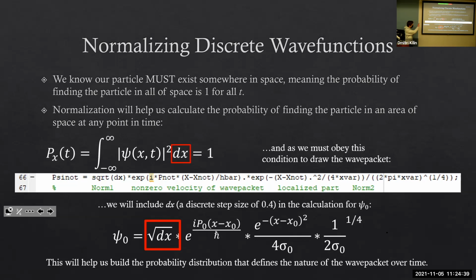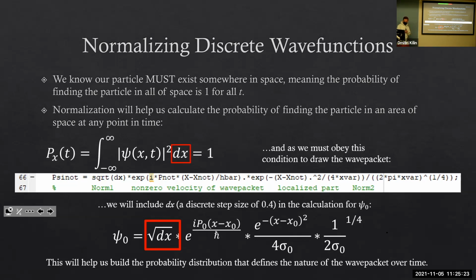Here's the code for psi naught, basically translated into equation form. We know we must obey that mathematical condition, so we have to include dx, which is in this case a discrete step size of around 0.4 in the calculation for psi naught. If you notice, I have p sub x and then p sub naught there. I mistakenly capitalized that one over there. That one refers to initial momentum. The other refers to the probability.